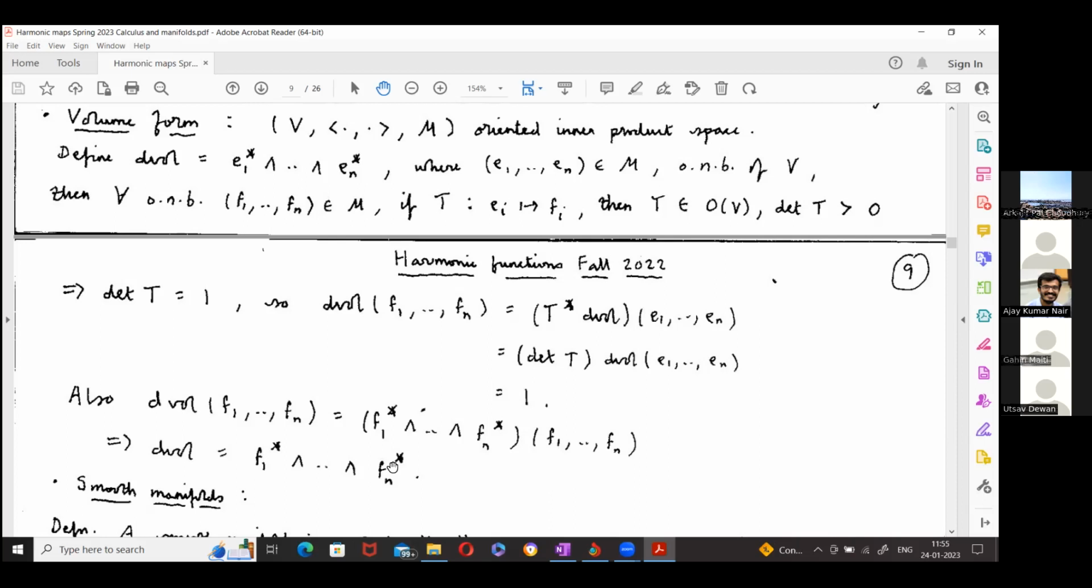So, the volume form is characterized as the unique n-form which takes the value plus 1 on every positively oriented orthonormal basis. Is that clear? Right. It's characterized as the unique n-form which takes the value plus 1 on every positively oriented orthonormal basis.